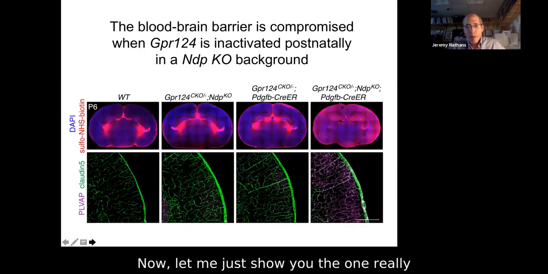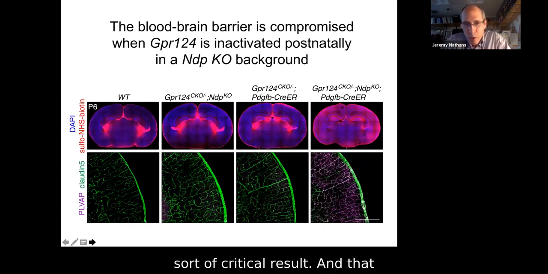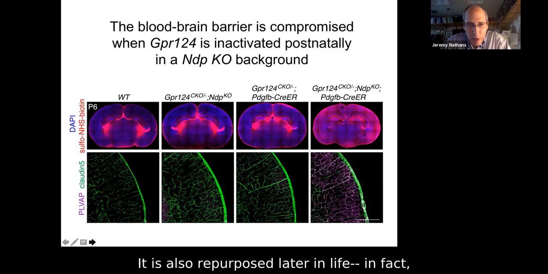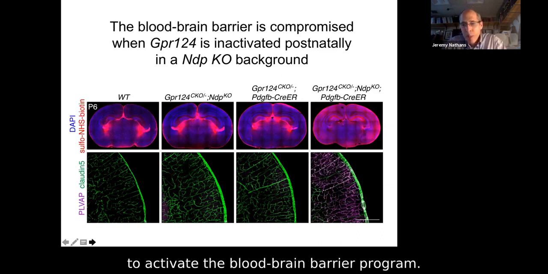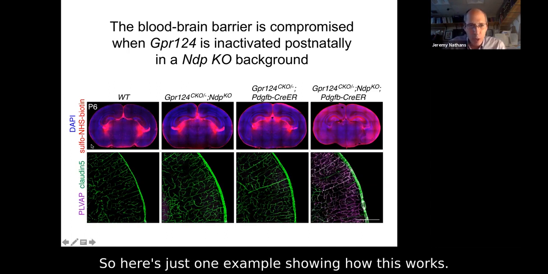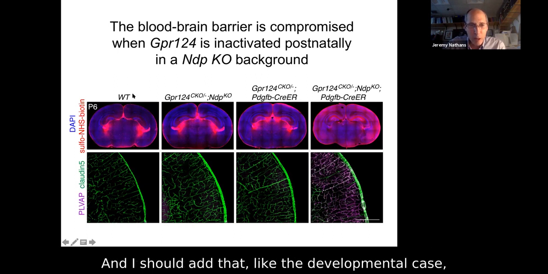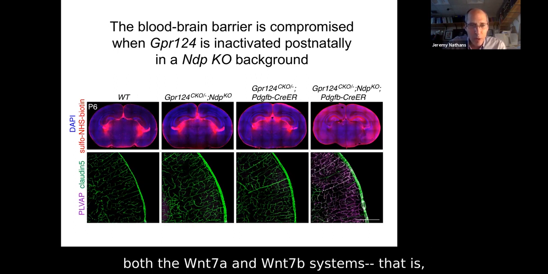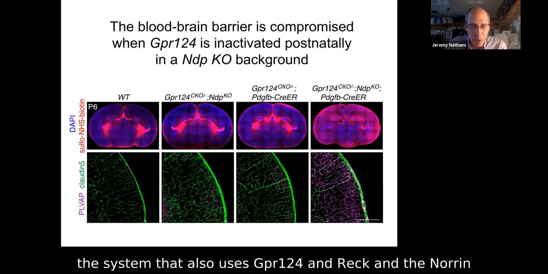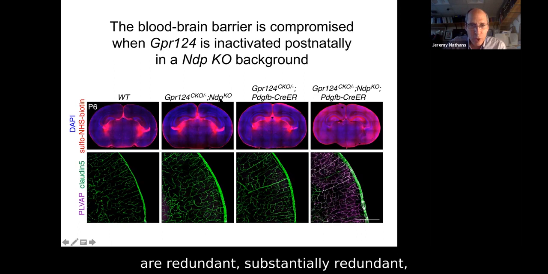Now, let me just show you the one really critical result. And that is that canonical Wnt signaling is not just used for CNS angiogenesis. It is also repurposed later in life, in fact, throughout life, to activate the blood-brain barrier program. So here's just one example showing how this works. And I should add that, like the developmental case, both the Wnt7a and Wnt7b system, that is the system that also uses GPR124 and REC, and the Norrin system are substantially redundant in maintaining the blood-brain barrier.